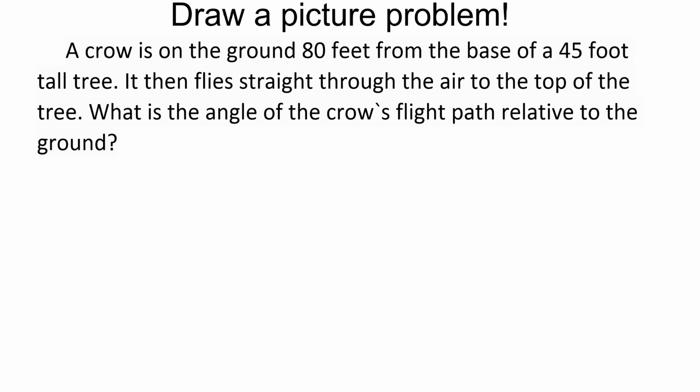Let's take a look. So it says, a crow is on the ground 80 feet from the base of a 45-foot tall tree. It then flies straight through the air to the top of the tree. What is the angle of the crow's flight path relative to the ground? Okay, so let's break this down. Keep in mind, we know we're doing a right triangle trig problem, so we're probably going to need a right triangle. So that's what we should end up with. And if you want to, you can just go ahead and start with a right triangle. But let's actually draw a good right triangle here.